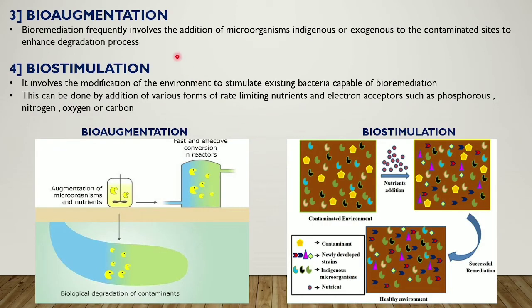Third is bioaugmentation. So now, in a particular environment, if the number of contaminants are more and the number of microorganisms are less, so we add more microorganisms in the contaminated area so as to carry out degradation process. Fourth is biostimulation. Now, in a contaminated environment, if we add nutrients, so these nutrients will result in developing new strains of microorganisms, and these new strains will degrade the contaminant successfully.